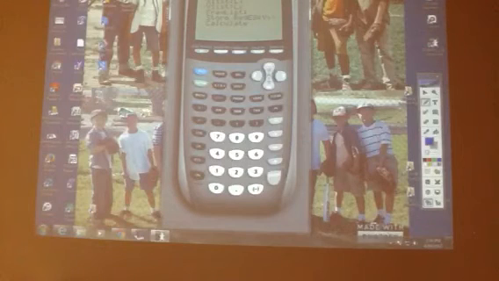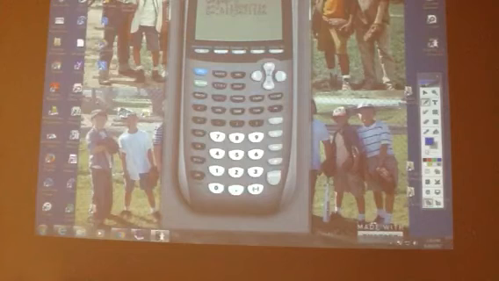Now, right there beside where it says Store RegEQ, do you have a Y1 now? Does everybody have a Y1? Hit enter. It's blinking Calculate. Hit enter. Right there, look, there's your A and there's your B.